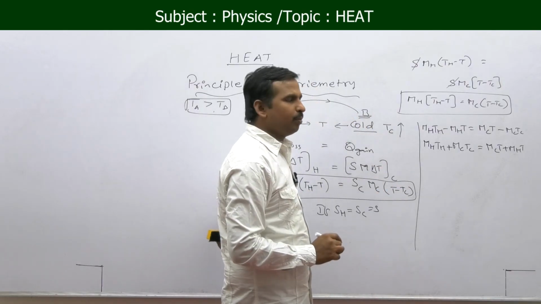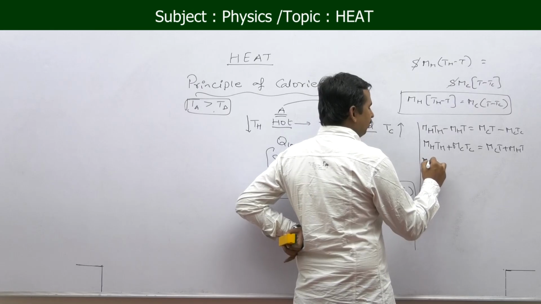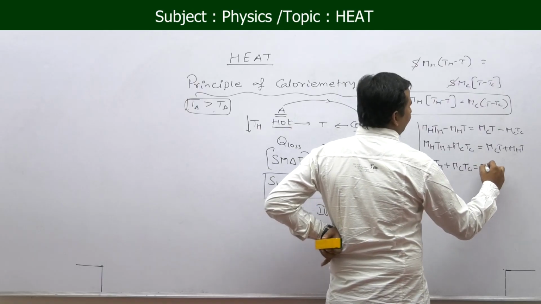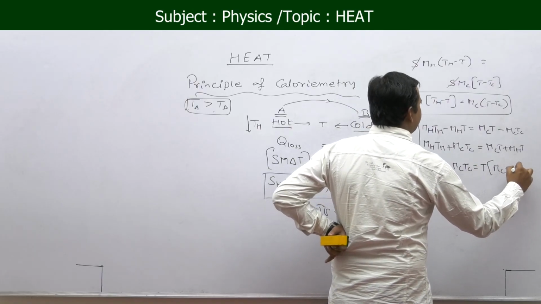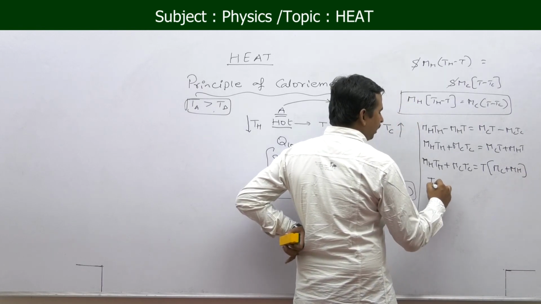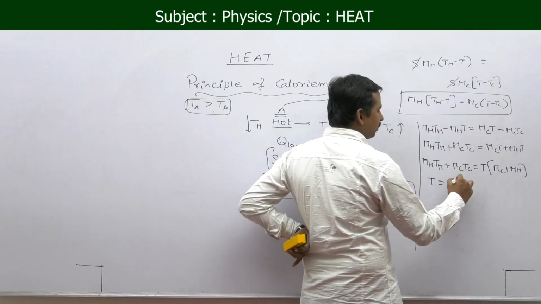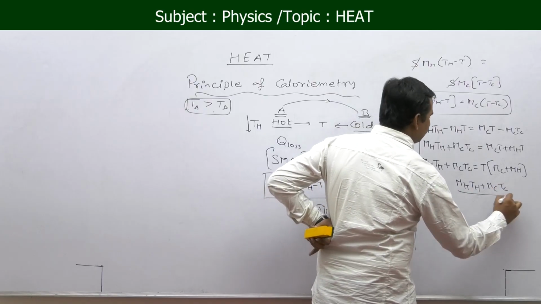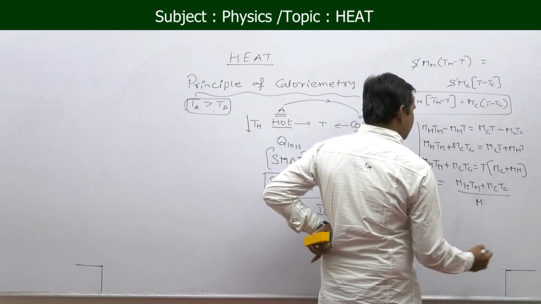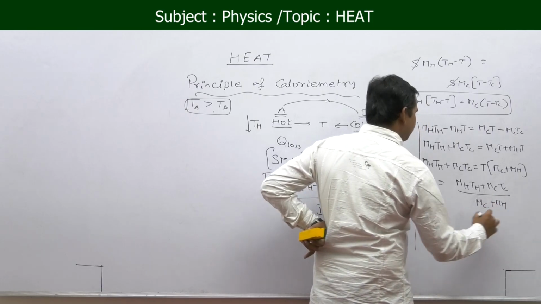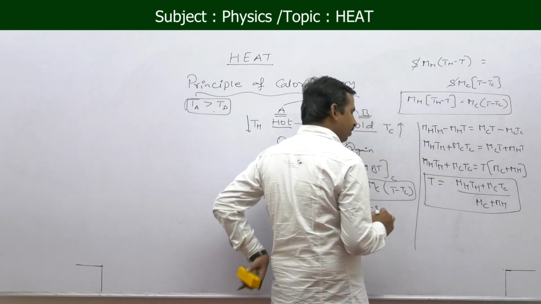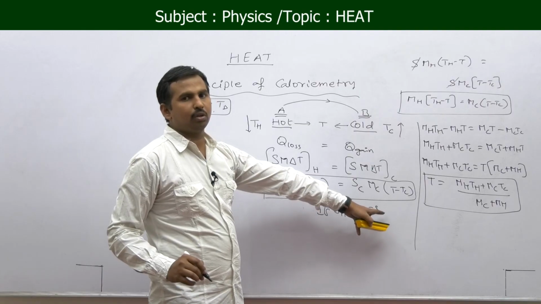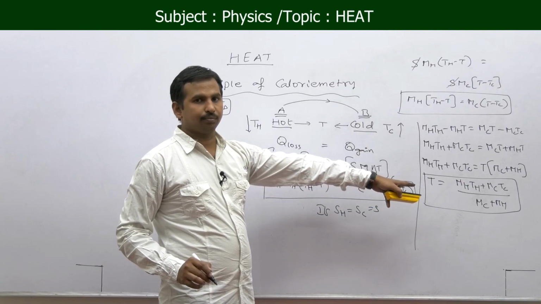Finally, what we need is that common temperature T. We have mHTH plus mCTC is equal to T times (mC plus mH). Bring mC plus mH to this side, then T is equal to (mHTH plus mCTC) by (mC plus mH). This is the formula, okay. This is the case when SH is equal to SC is equal to S.